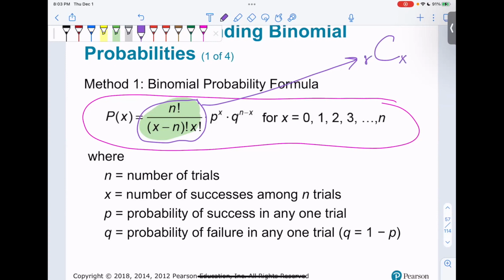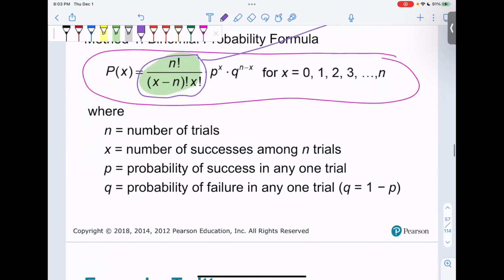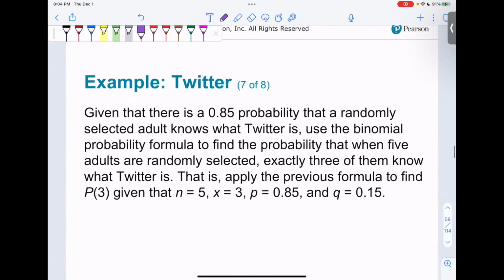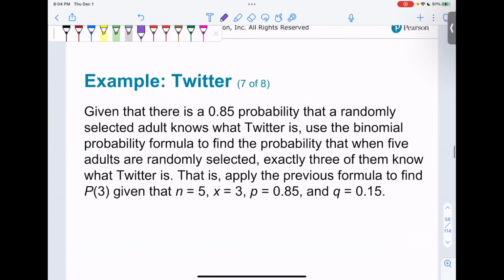So this, we know this one before. Now n is the number of trials, how many times we repeat our experiment. X is the number of successes among n trials, and P is the probability of success in any one trial, because all of them are the same, and Q is the probability of failure.